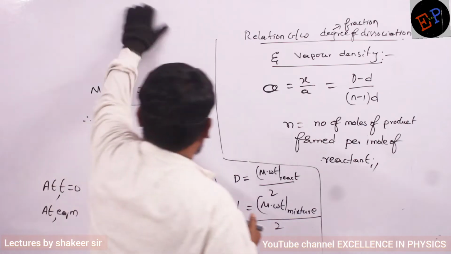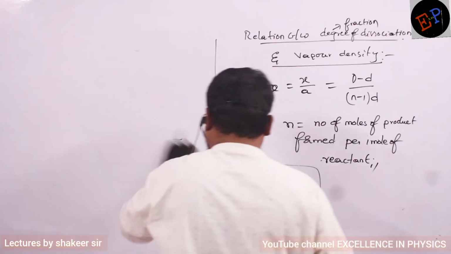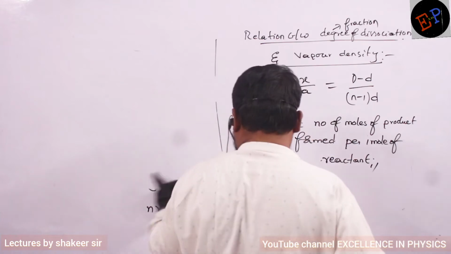Or we can write one more relation like this also. How can I write it?